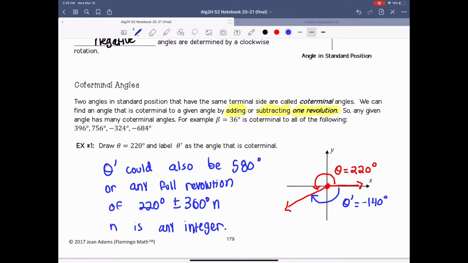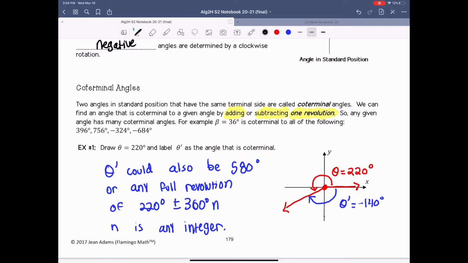Okay, so what this is saying is that I could take the original degree measure, 220, and I could add or subtract some multiple of 360, and that's going to give me all the possible coterminal angles for 220 degrees. All right, so on to the next page.